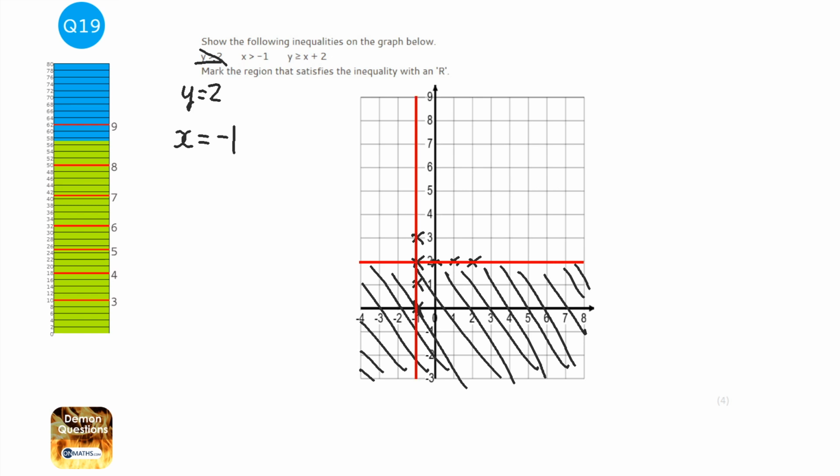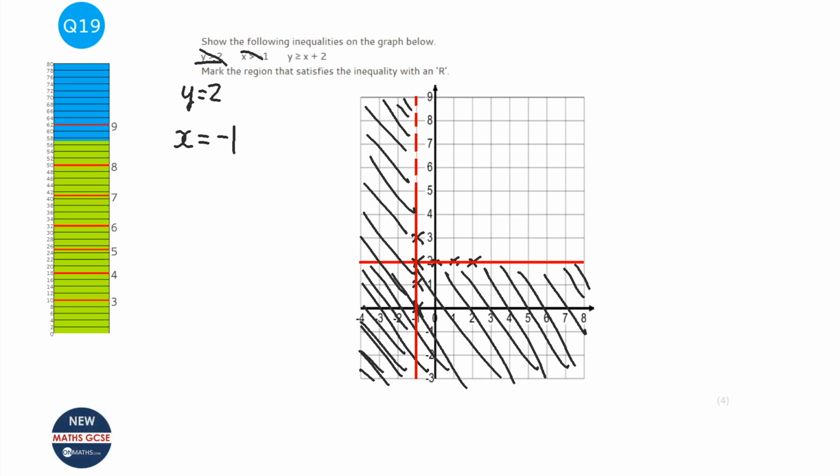And that's the line x equals minus 1. Okay, so where do we not want? Well, x is going to be greater than minus 1, so we don't want this bit at the side here. Now, on both of the ones we've done so far, y and x can't be on that line. So instead of a straight line, we should really do a dashed line to show that it actually can't be on that line. So I'm just going to make this a dashed line.